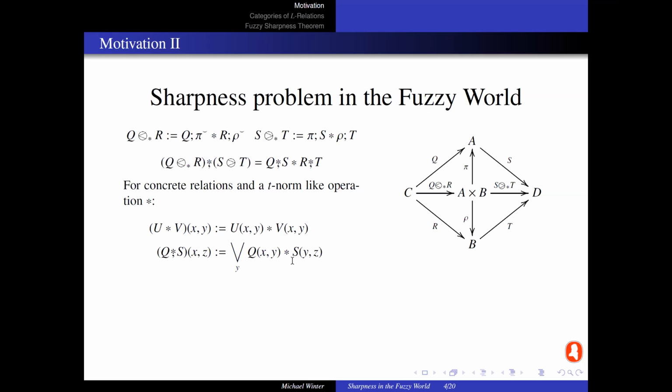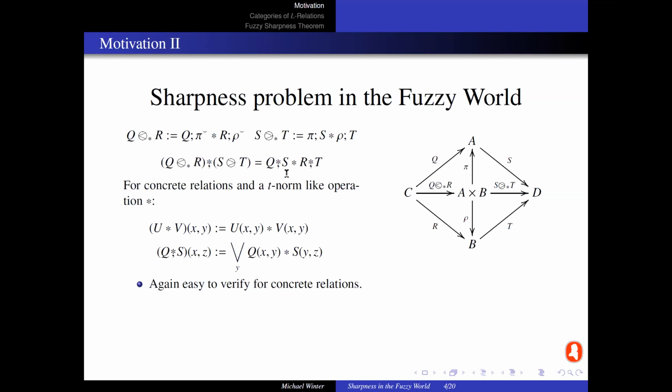So of course, now you can ask the same question. If I take, instead of the regular pairing and co-pairing operation and the regular composition, the star versions of those, I can get the same diagram and ask the same question. Is my equation over here, now the star version, so to speak, of the sharpness problem, or the sharpness equation, valid or not?